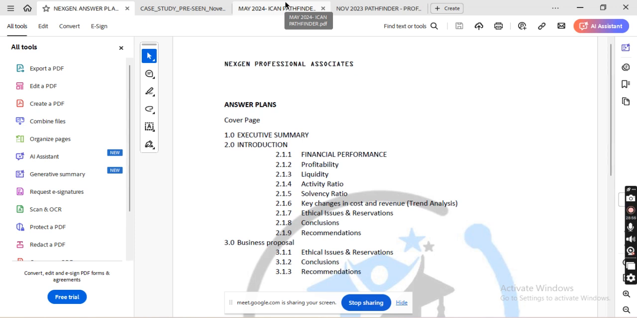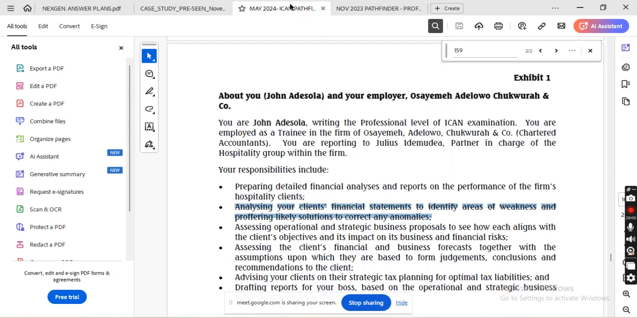Requirement 2, business proposal, and so on. We will get there. Now, if this is established, assessing operational and strategic business proposals, you can see that the first one is talking about financial analysis. That is why I say it is usually two requirements. For requirement 1, we have Roman figure 1 and Roman figure 2. Roman figure 1 will be building the financial performance, the financial analysis. Identifying areas of weakness is Roman figure 2. That is requirement 1.